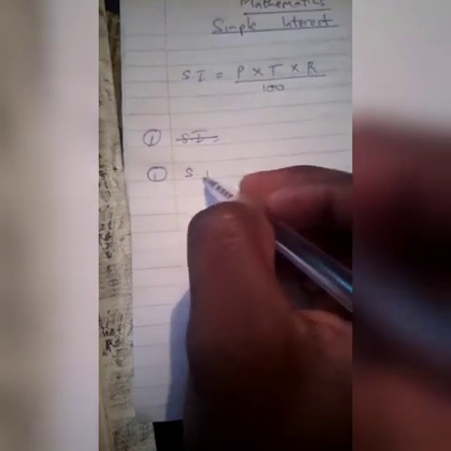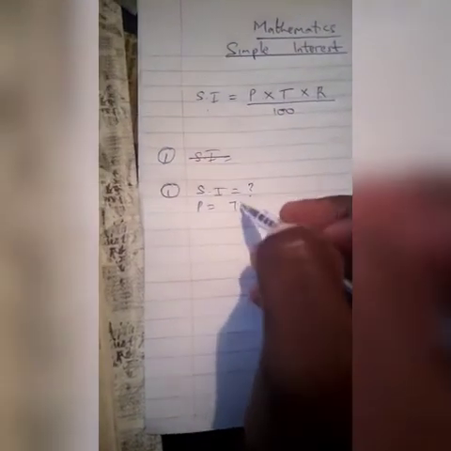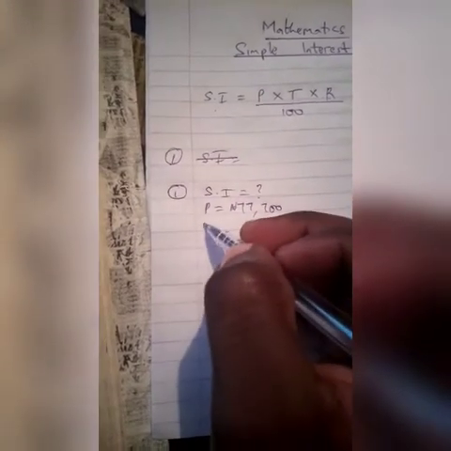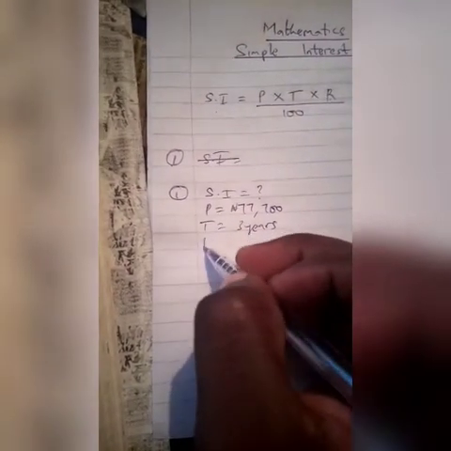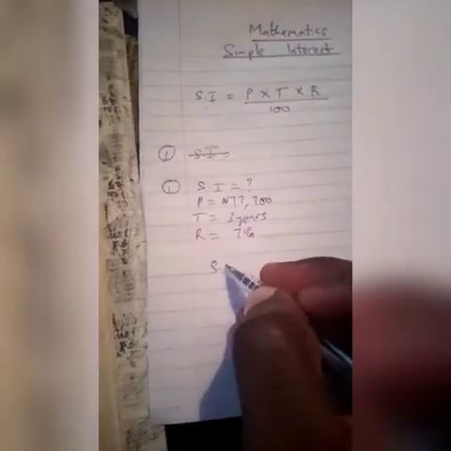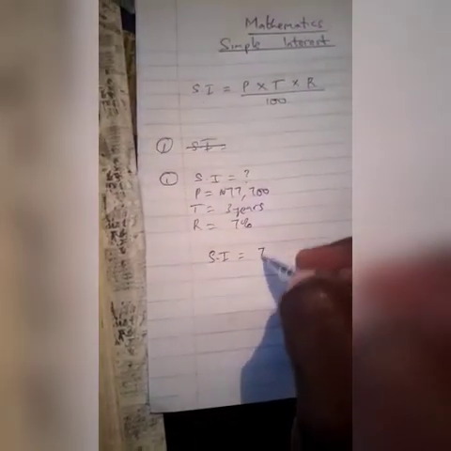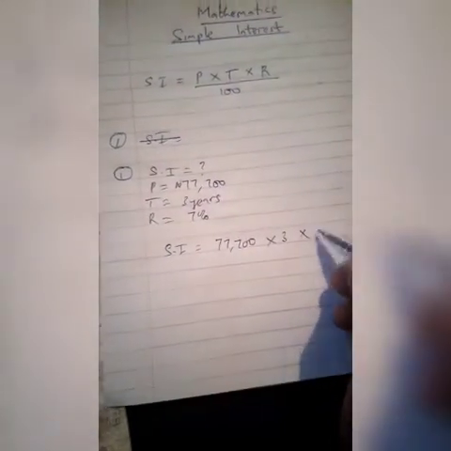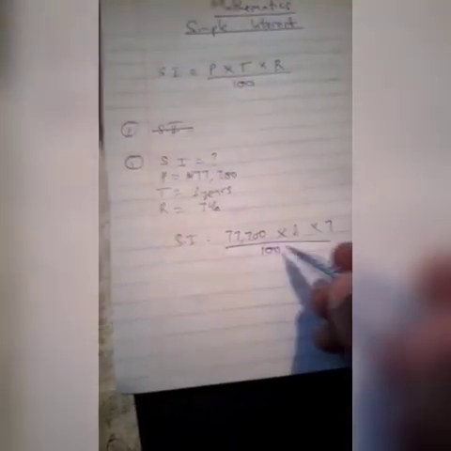Now what are we looking for? We're looking for the simple interest. We don't know our simple interest. Our principal is 77,700 naira. The time is 3 years, while the rate is 7%. So simple interest is equal to principal times time times rate all over 100. So we have 77,700 times 3 times 7 all over 100.